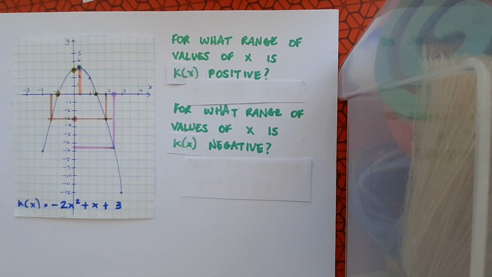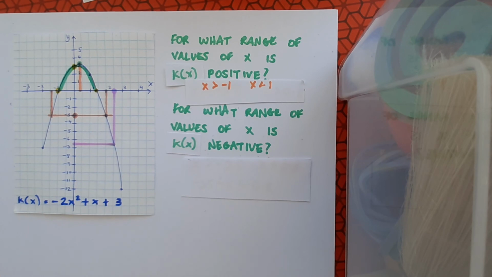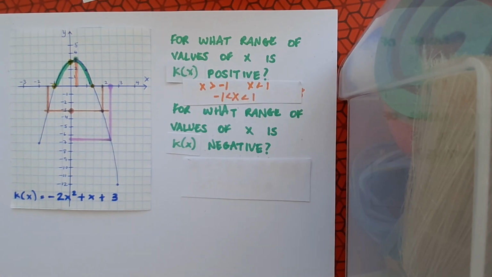Finally, we have our k of x function, and I want to know for what range of values of x is k of x positive, and for what range of values of x is k of x negative. So first of all, the positive, this means above the x-axis. So I've highlighted that part of the graph, and it's from -1 on and up as far as +1. So I'll say x is greater than -1 and x is less than 1. If I want, I can write this as -1 less than x less than 1.